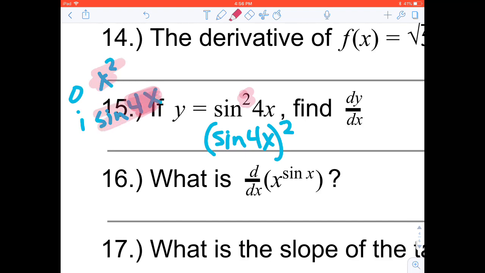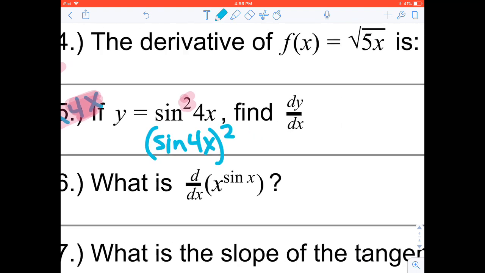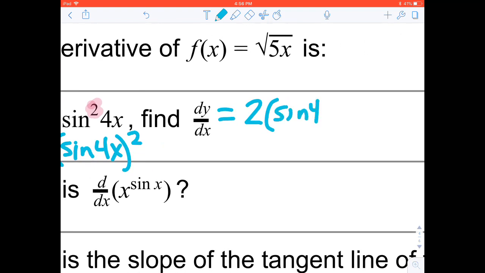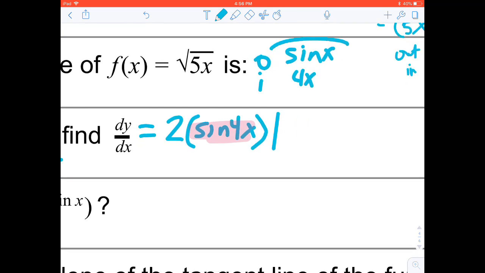We're going to take the derivative of the outside. Derivative of x squared is 2x, but keep the inside. We said the inside is sine 4x. So there we have it. Our derivative was 2x. I replaced the x with sine 4x. Now I need to multiply by the derivative of the inside. So I need to take the derivative of sine 4x. That's going to be another chain rule. My outside, in this case, is sine x. The inside is 4x.